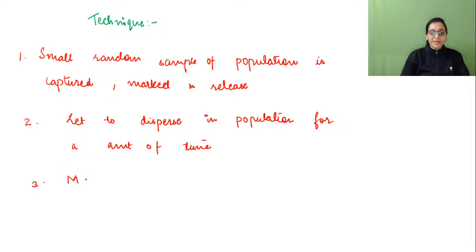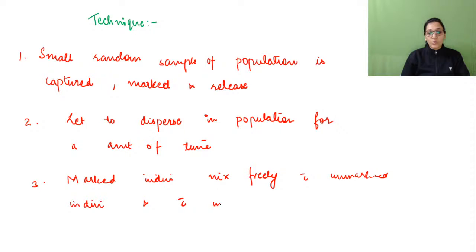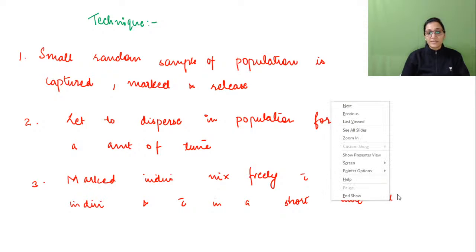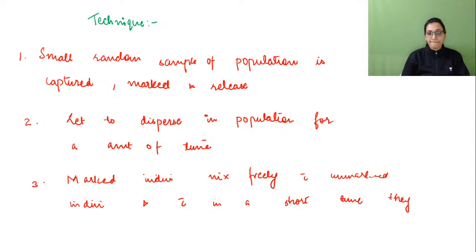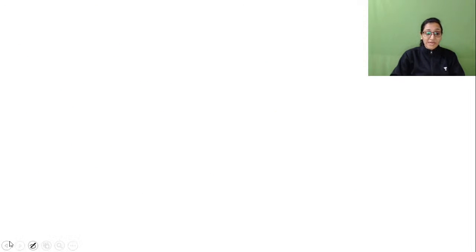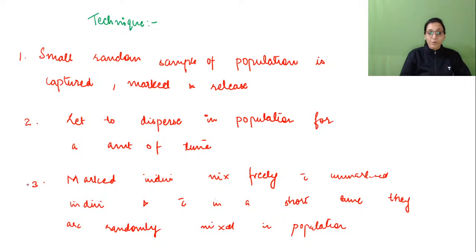After that, marked individuals mix freely with unmarked individuals, and within a short time they are randomly mixed in the population. This is our idea, that we need to make them mix together. This is a very important point. Do not take it lightly. We have to let them mix.